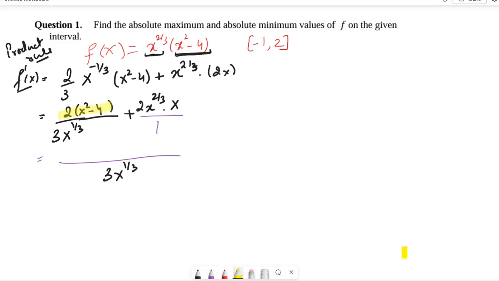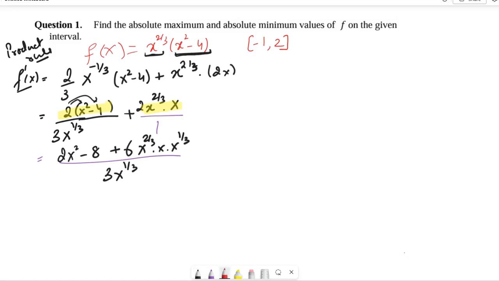This will not be needed to multiply with anything because it has 3 times x to the power 1/3 within the denominator. We multiply this, we get 2x squared minus 8. But when you want to make the common denominator, this will have to be multiplied with 3 times x to the power 1/3. So 3 times 2 is 6, x 2/3 times x 1/3.